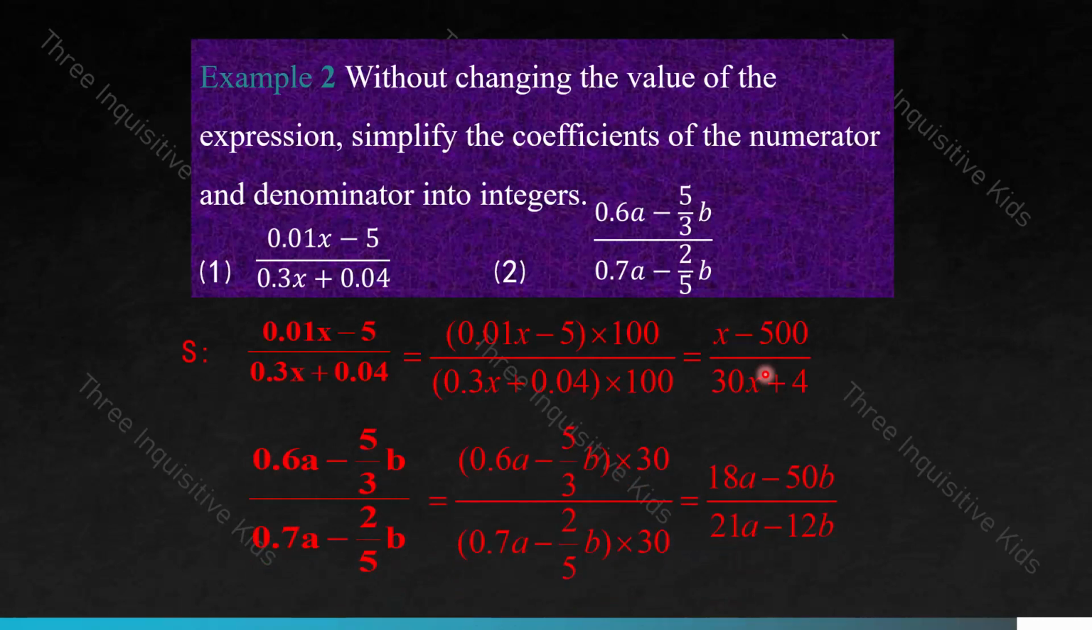Since we see that both the coefficients of a here have a denominator of 10 since it's in the tenths place, and that the denominators of b, 3 and 5, have a least common multiple of 15, we want to multiply the numerator and denominator by a number that is a multiple of 15 and a multiple of 10, which would be 30. So after multiplying, we have 18a minus 50b over 21a minus 12b.